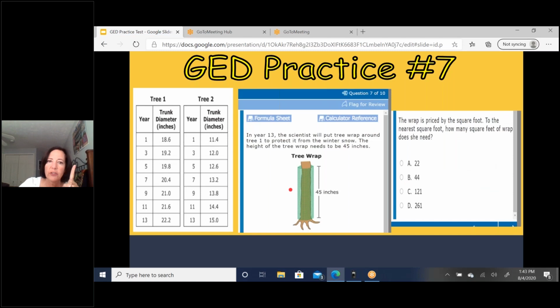And we're still not done with this problem. In year 13, the scientists will put tree wrap around tree 1 to protect it from the winter snow. The height of the tree wrap needs to be 45 inches. And then it says the wrap is priced by the square foot. To the nearest square foot, how many square feet of wrap does she need? And then you've got your options.